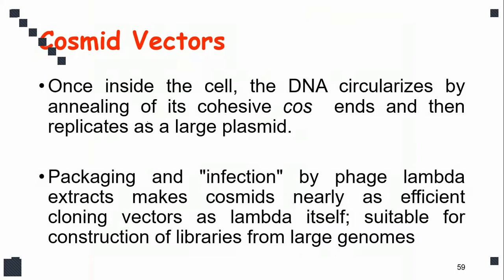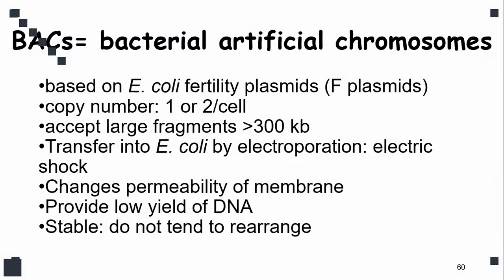Once they are inside the cell, the DNA circularizes by annealing at its cohesive ends and then replicates as a large plasmid. Packaging and infection by phage lambda in extract makes the plasmid nearly as efficient a cloning vector as lambda itself. Remember, because the bacteriophages have the power to send DNA in, that is what we are trying to use. With that, we can transfer up to 40 kb of our insert.